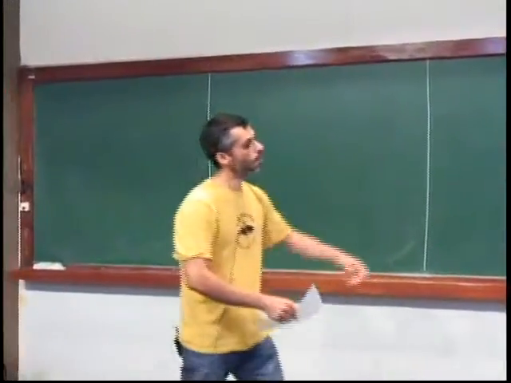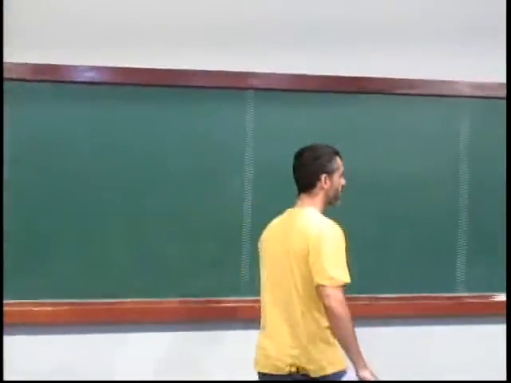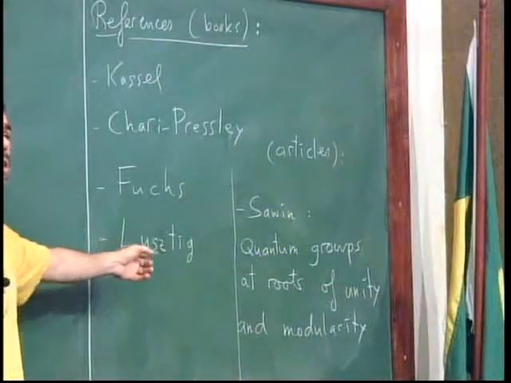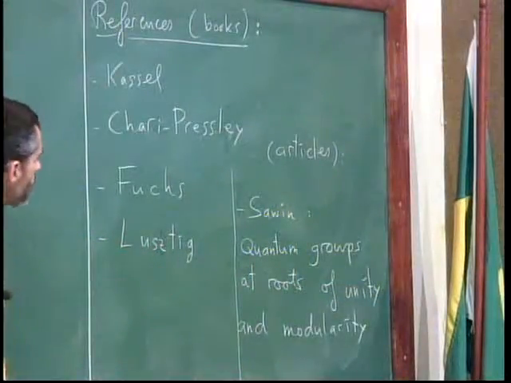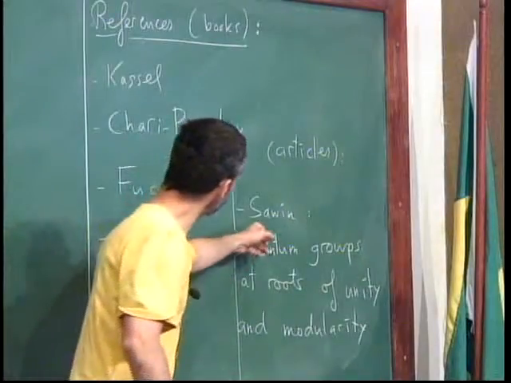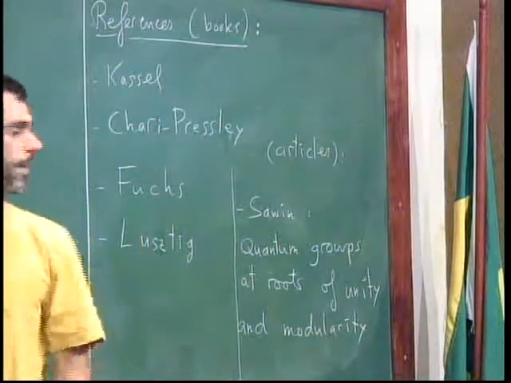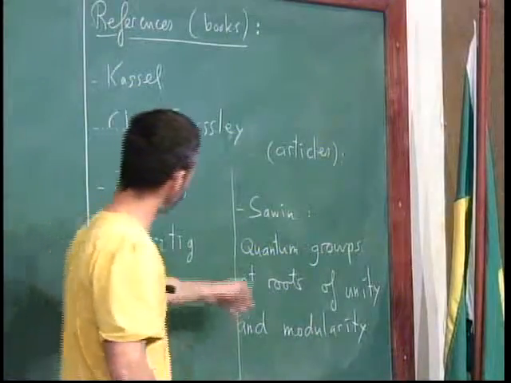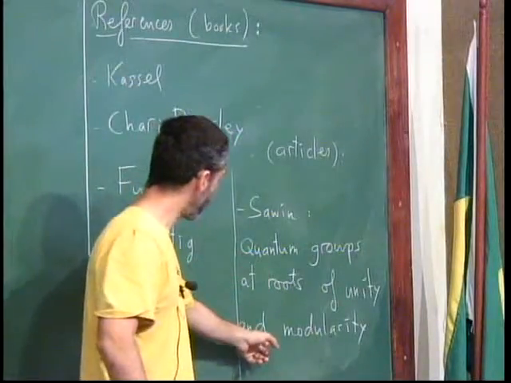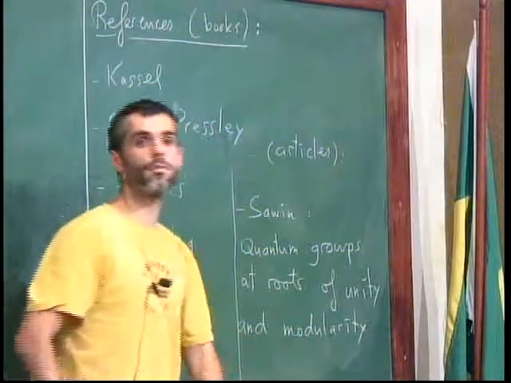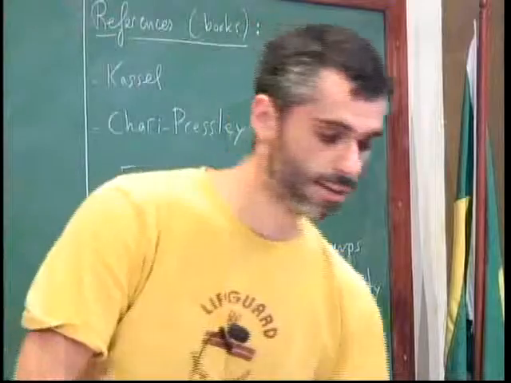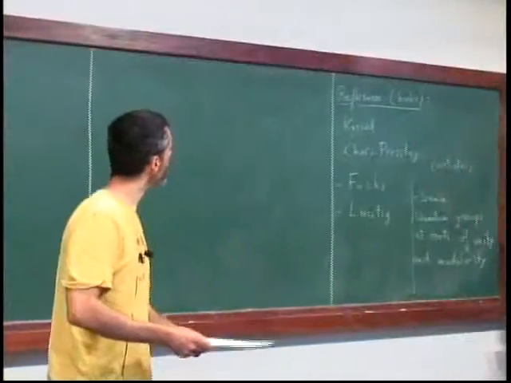Okay, so I've been asked to list some references. Here are some books that I have used to prepare this sequence of lectures, and then there is an article by Sawin that contains a very detailed account of the proof of modularity and exactly the construction of these modular tensor categories that I've been sketching through all these lectures.